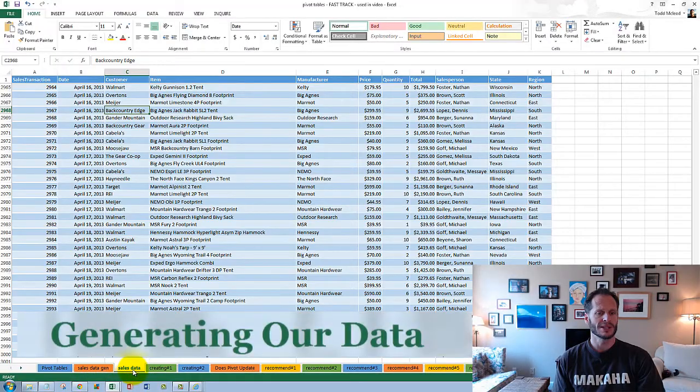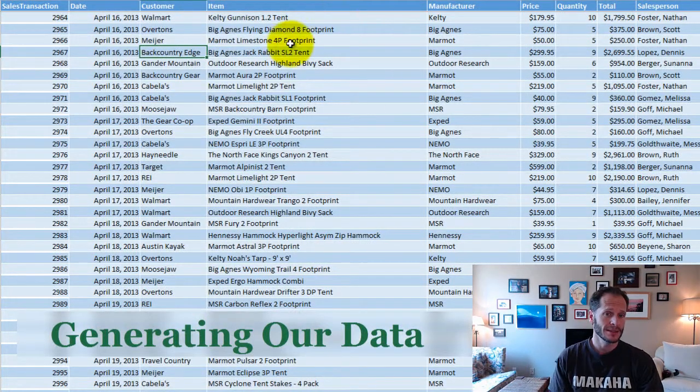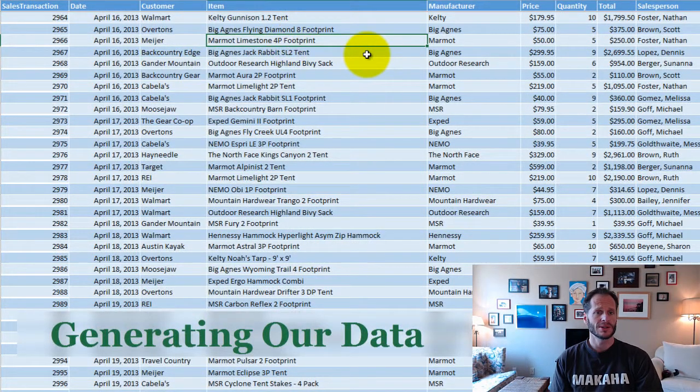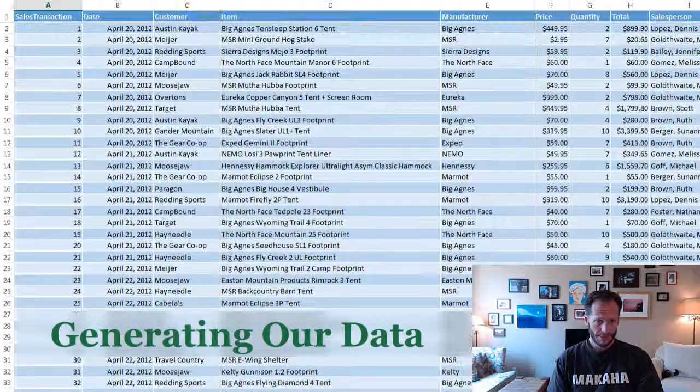So here's a whole bunch of sales data for a company, which is a wholesaler of tents. So we wholesale tents to different retailers. Here's the manufacturer of the tent. Here's the tent. Here is the customer, the retailer who's buying from us. This is the date they bought from us. This is the sales transaction number. You can see we have 2,999 sales transactions, all the way from 1 to 2,999.